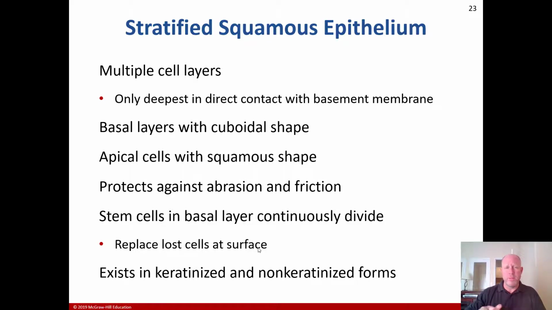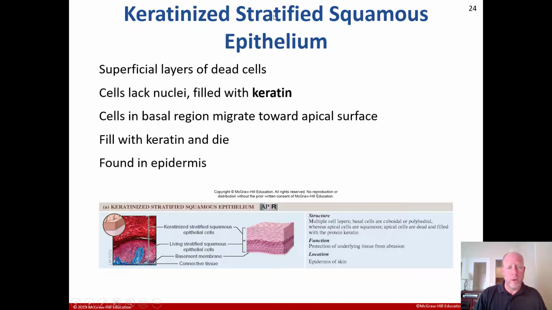A lot of times with that squamous type layer, you'll be able to see the ability, like skin, to slough off and be replaced. But you need something a little thicker in that case, not just completely thin. Otherwise, you'd scrape it off and it'd be gone. It exists, particularly, in keratinized and non-keratinized forms. So in the keratinized forms, the superficial layers are dead cells, the cells lack nuclei, and they're filled with keratin.